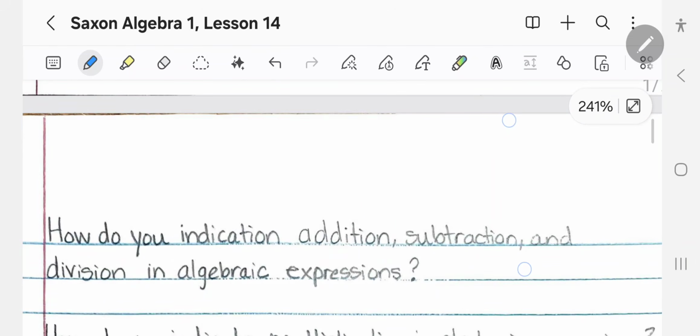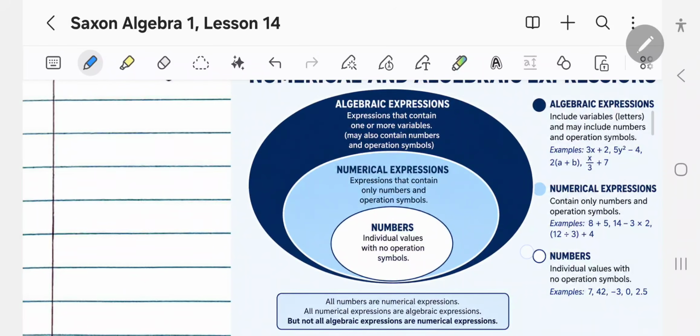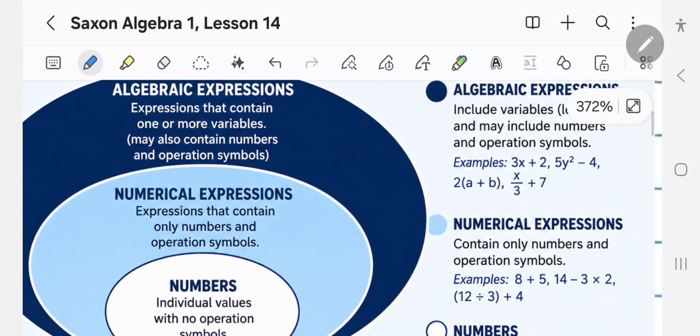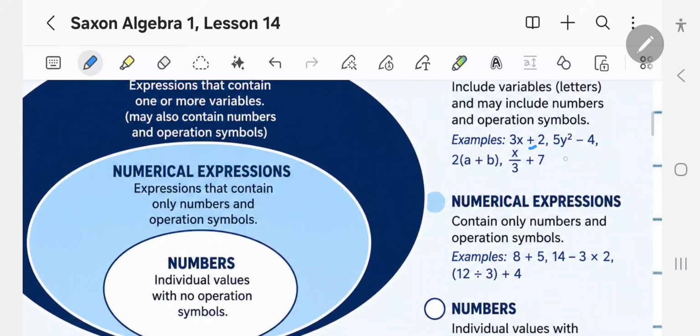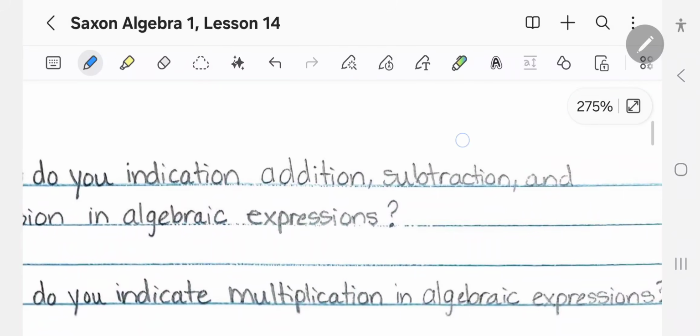How do you indicate addition, subtraction, and division in algebraic expressions? Well, you can see here we've got a plus indicating addition. This also indicates adding the opposite or adding a negative. So subtraction is considered algebraic addition. You can see a division here in this fraction, just the same as here, right? We've got some different operation symbols down there. So you use the same symbols, but there's one little bit of a change.